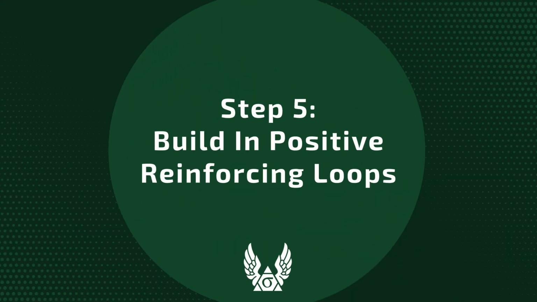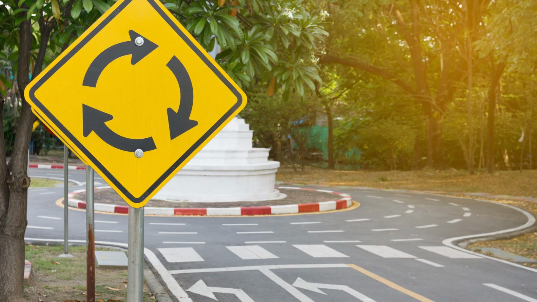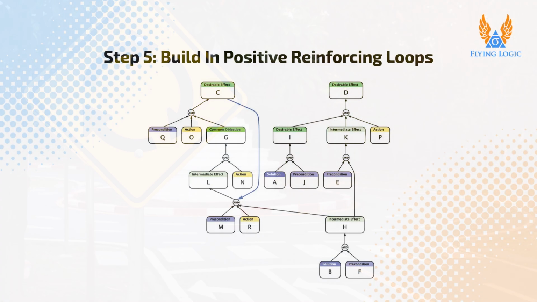Step 5. Build in positive reinforcing loops. Recall that when building a current reality tree, occasionally there are undesirable effects that are so severe that they feed back on others and create negative reinforcing loops. When creating a future reality tree, you want to look for opportunities to do the opposite, build in positive reinforcing loops. If you can do so, you are more likely to create a solution that is self-sustaining.